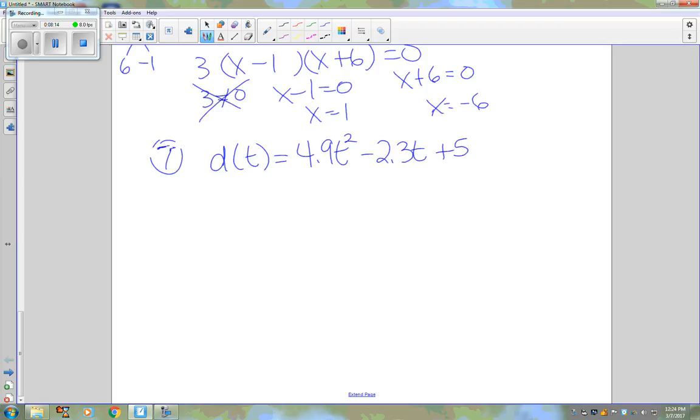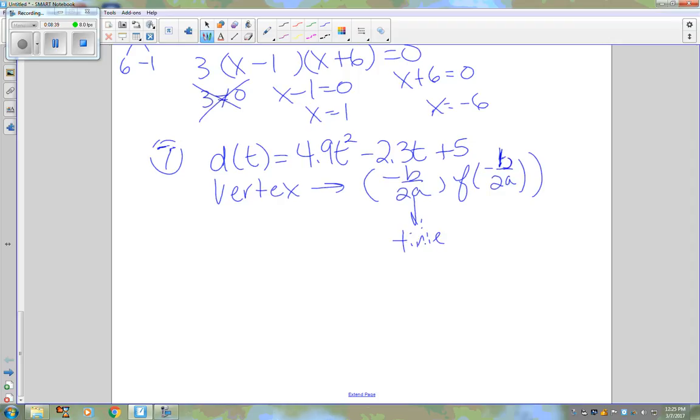You're looking for a maximum or a minimum with quadratics. That means you're looking for the vertex. The vertex is found by -b over 2a. That'll give you the first coordinate, and then you plug that back in to your equation, whatever you get there, -b over 2a, to find the y coordinate. In this particular problem, this represents time, and this represents distance.